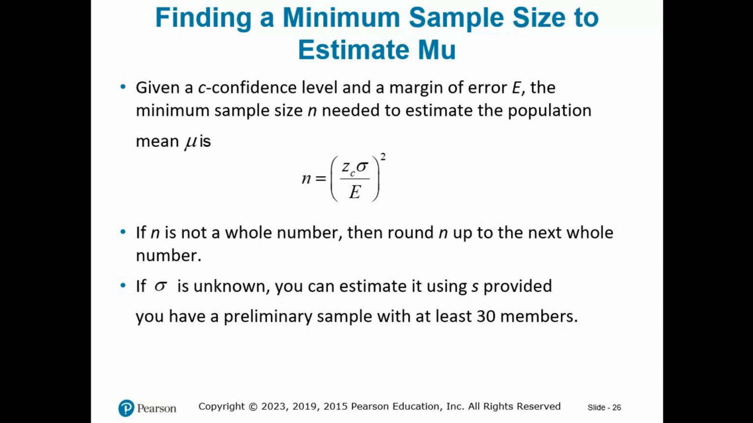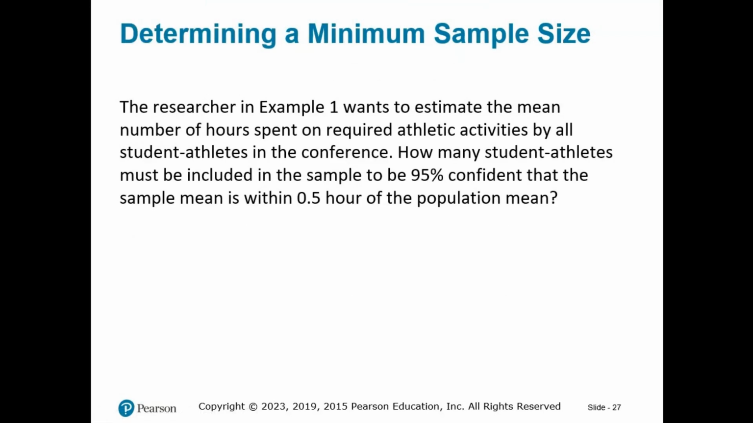Let's do an example. The researcher in example 1 wants to estimate the mean number of hours spent on required athletic activities by all student athletes in the conference. How many student athletes must be included in the sample to be 95% confident that the sample mean is within 0.5 hours of the population mean?